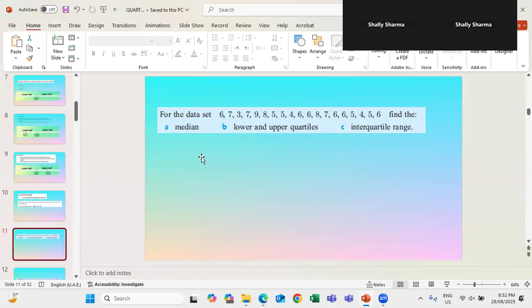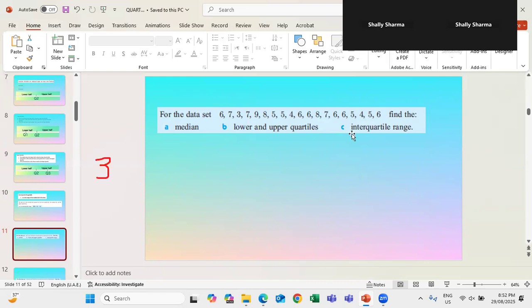So if I look at this question here: 6, 7, 3, 7, 9, 8, 5, 5, 4, 6, 6, 8, 7, 6, 6, 5, 4, 5, 6. So many values are given over here. What we need to do in this question is arrange this data. First of all, I observe that 3 is the lowest value, so I will be writing that 3 here.